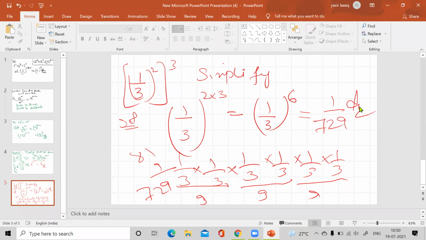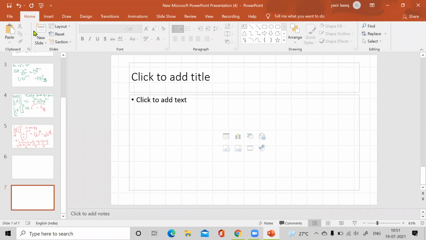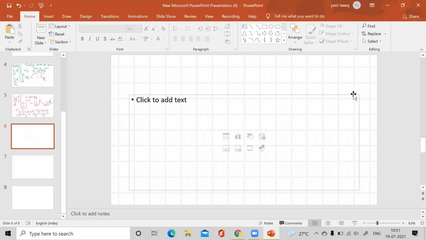But when questions come on combinations of all the rules, then sometimes students commit mistakes. So I am giving you a question which is a combination of all the 3 rules.